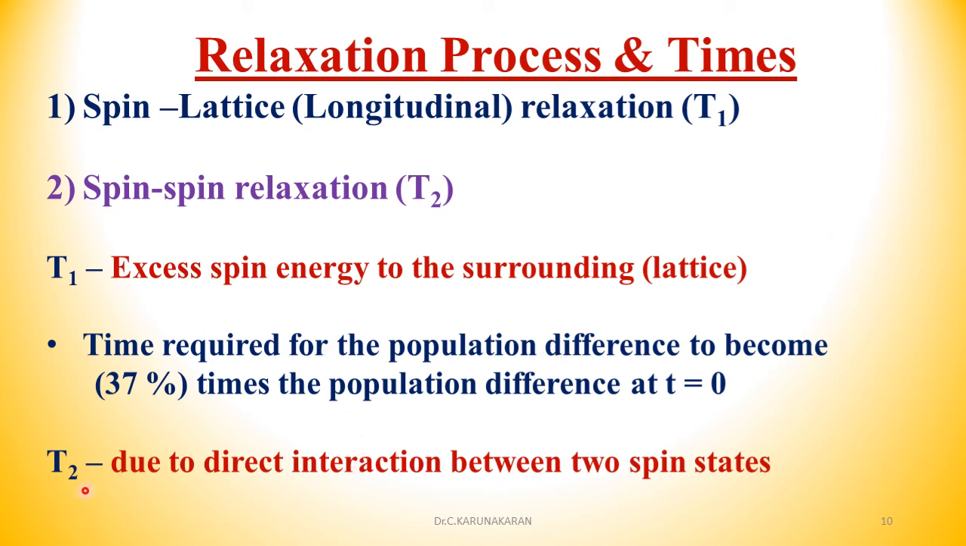What is T2? T2 is the spin relaxation time. It occurs due to the direct interaction between two spin states. For example, one spin interacts with the neighboring spin. As a result of the spin interaction, the excess energy is transferred from the excited state to the neighboring spin state.